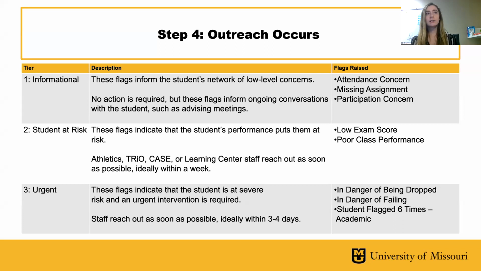For tier 2 flags, these are flags that are the low exam score and poor class performance, and our athletics department, TRIO, CASE, and the Learning Center staff reach out to these flags as soon as possible, ideally within a week. And then for our tier 3 urgent flags, this outreach is performed by staff on campus, particularly our academic advisors. And so this ideally occurs within 3 to 4 days.